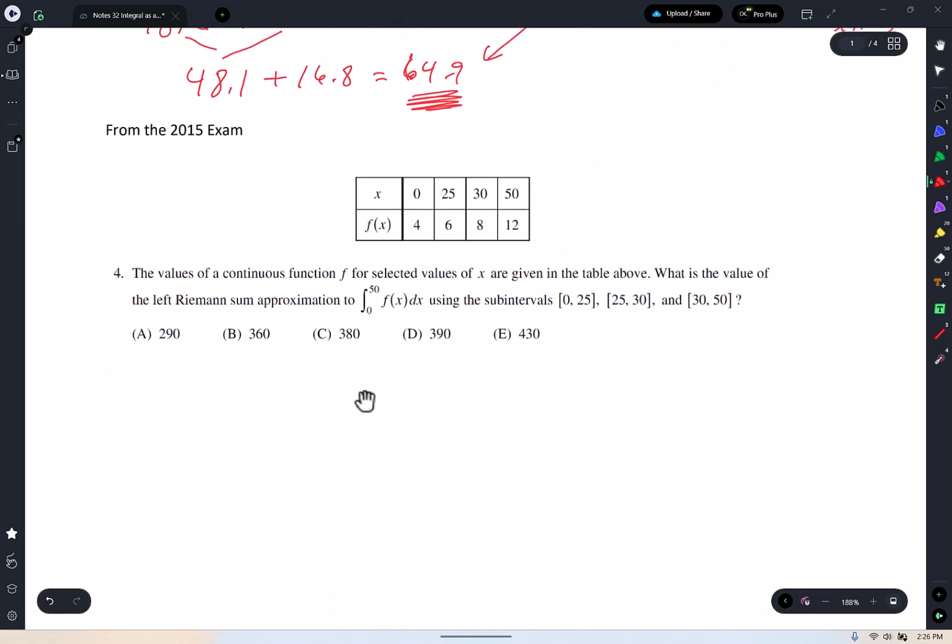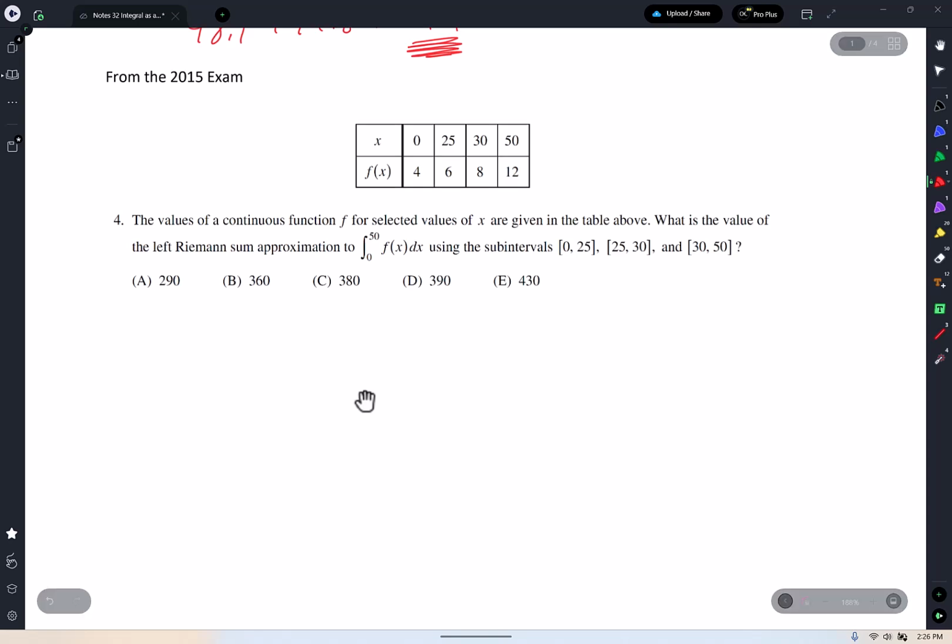All right. So check this one out. It's the same thing. It's a no calculator question. It says the values of the continuous function f at selected values of x are given in the table above. What is the value of a left Riemann sum between 0 and 50 of f of x using the subintervals? So these are the intervals they want me to use. So here we go, guys. They're being nice. They gave us a table with just those values. If not, we would have had to get them from there.